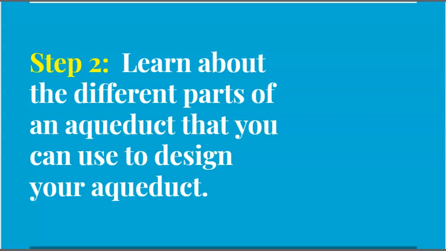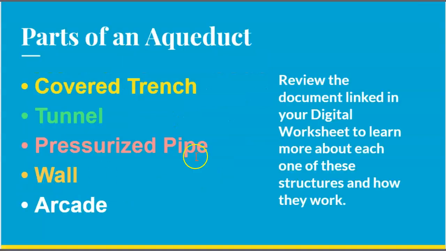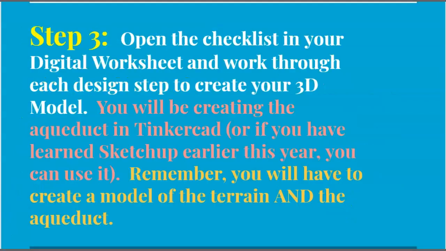So after you've chosen your scenario and your terrain, and after you have taken a snip of it and drawn your line where you best think your water needs to go, then you're going to move to step 2, and that's going to be learning about the different parts of an aqueduct that you can use to design your aqueduct. So the parts of an aqueduct are covered trench, tunnel, pressurized pipe, wall, and arcade. There is a document in your digital worksheet that will teach you all about those structures and how they work so that you can make the best decision.